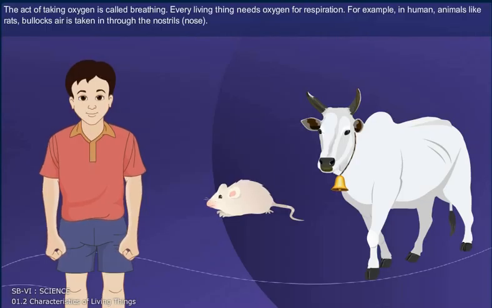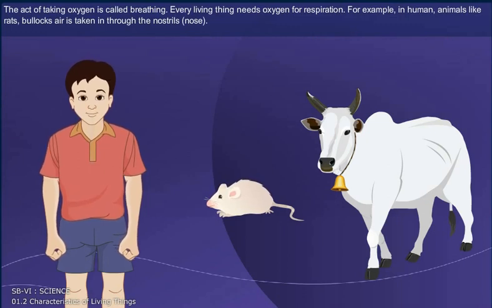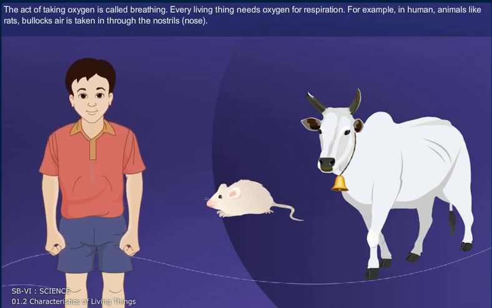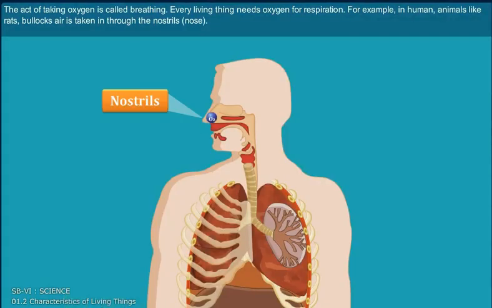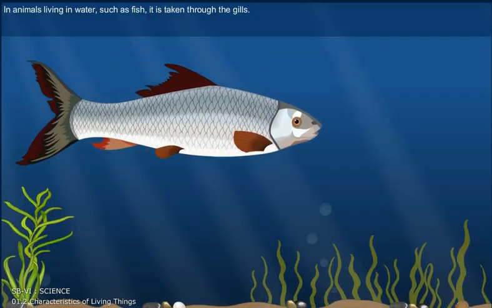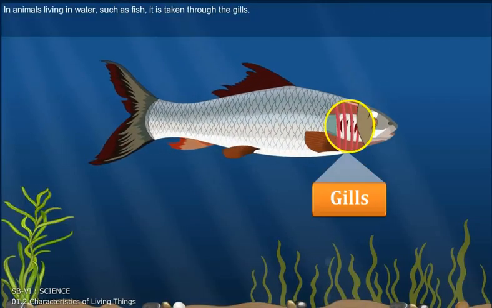The act of taking oxygen is called breathing. Every living thing needs oxygen for respiration. For example, in humans and animals like rats and bullocks, air is taken in through the nostrils. In animals living in water, such as fish, it is taken through the gills.